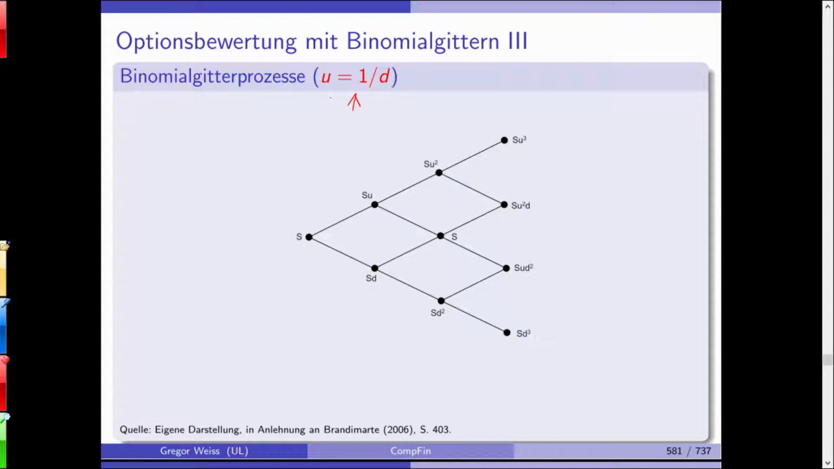We are assuming U is equal to 1 over D. This is an assumption we make. So S times U times D again is S. And this is S U squared. S times U taken to the third power, and so on.